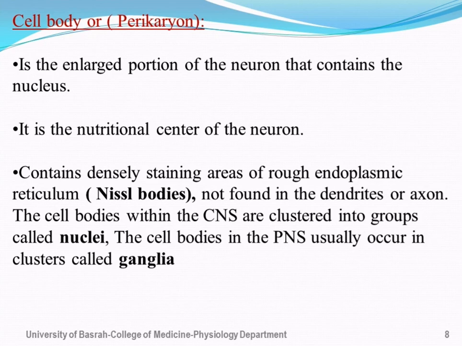The word ganglia will be repeated a lot, so by ganglia we mean clusters or groups of cell bodies of the neurons that are situated in the peripheral nervous system.